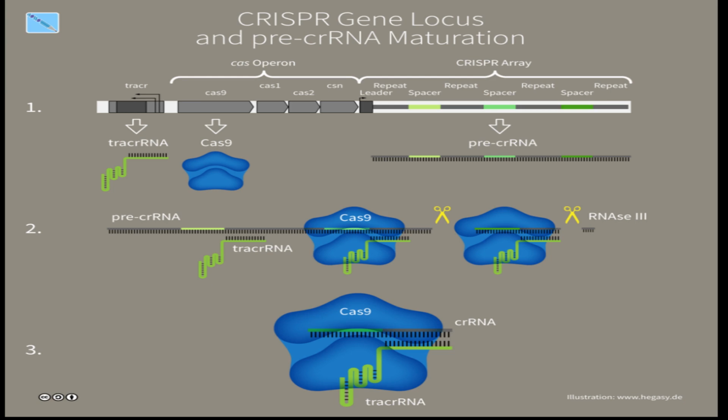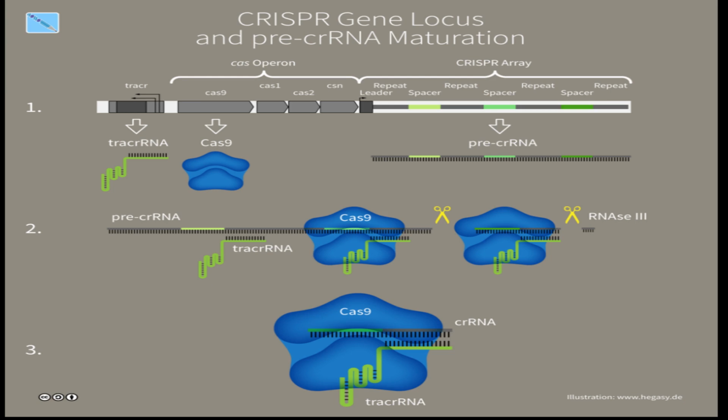The final product is a surveillance and interference complex made up of Cas9 and a combination of tracrRNA and crRNA. crRNA has 2 important parts, the spacer sequence, which matches up with viral DNA, and a sequence that binds to tracrRNA. Together, they form a duplex that can seek out and destroy invading viruses.